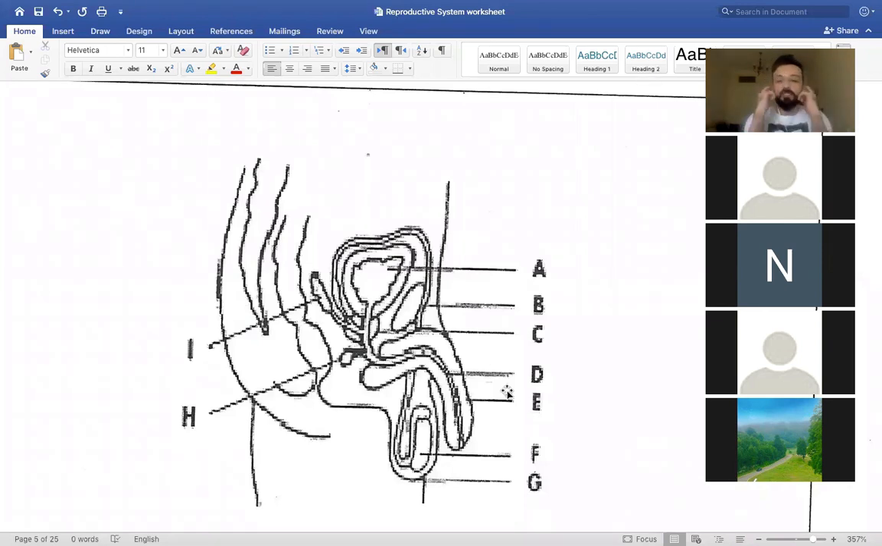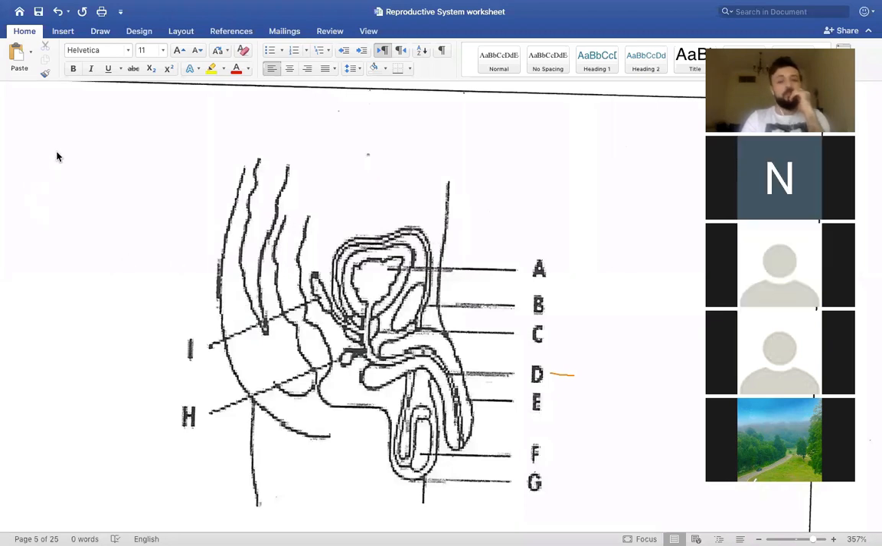Who has the answer of G? Type it. A is the urinary bladder. Okay, so type it, guys. G is the scrotum. I'll type it on the screen. I'll answer D. D is the urethra. Yes, there you go. Sir, A is the urinary bladder. Very good.